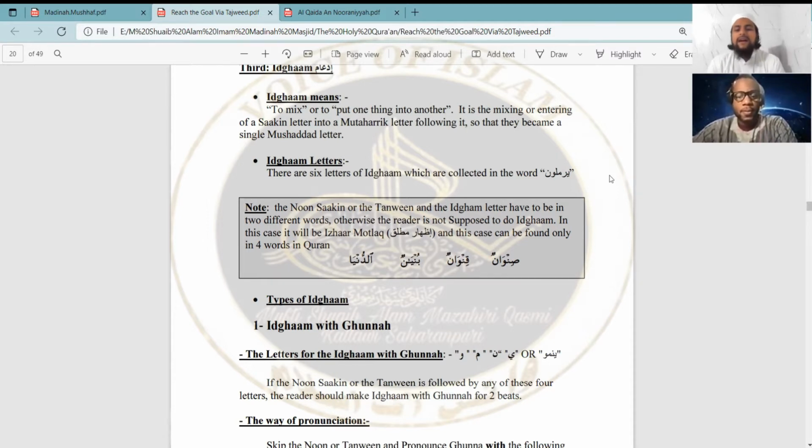And how many letters are there? Idgham letters, there are 6 letters of idgham which are collected in the word yarmalun. I mean, if any letter of yarmalun is followed by tanween or nun sakin, there will be merging. You have to merge. Clear? Okay, let's move ahead.